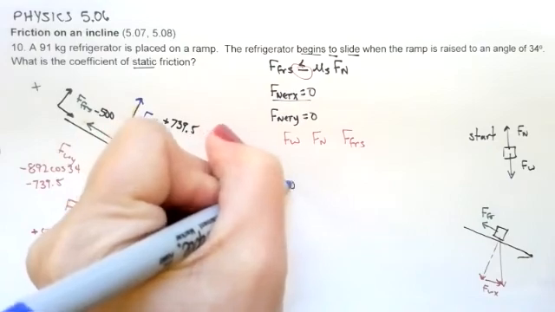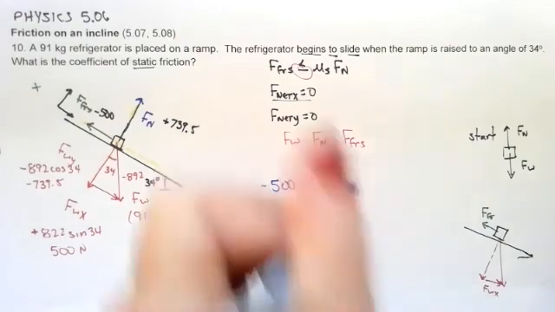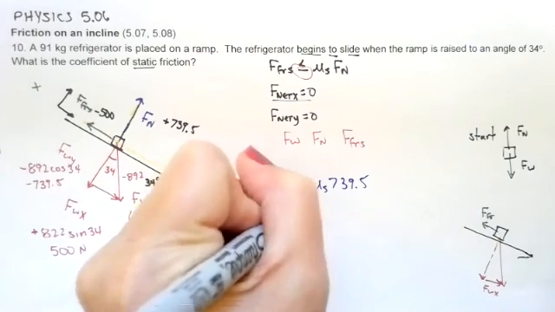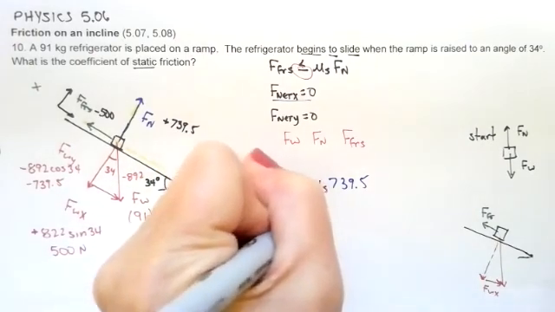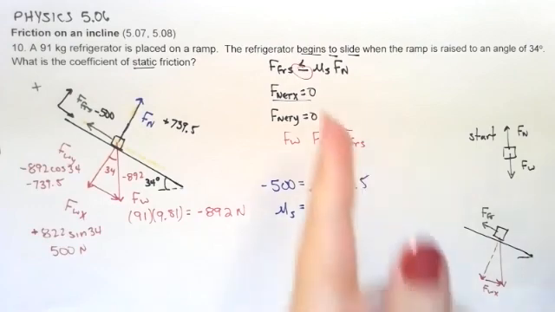Negative 500 equals mu sub s times 739.5, and that gives me a mu sub s of 0.67. So I started off at 0, and as I raise, I'm going to watch that coefficient of static friction go up. So here we might be at like 0.3. If I go up another 5 degrees, I'll be at 0.4, and then this is a max. So once I hit this, I'll be there for a split second, then my movement starts and I shift over to kinetic friction. Different ball game, same formula.